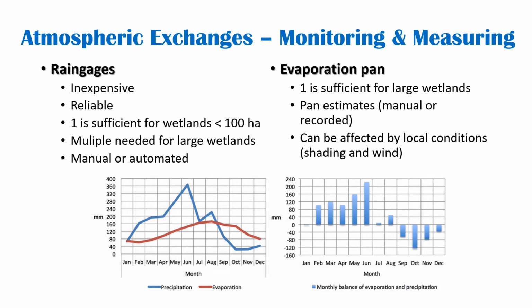Down on the bottom, I actually just have a graph I pulled from a paper that shows precipitation versus evaporation and how important it could be in the wetland water budget, especially considering seasonality. So here we have in the months of February through June where there's more precipitation occurring, and then throughout the rest of the year, there's more evaporation occurring.